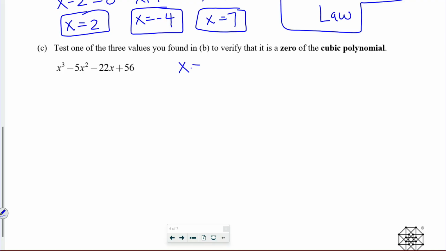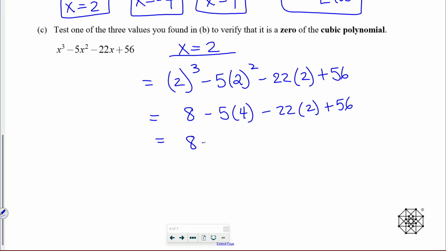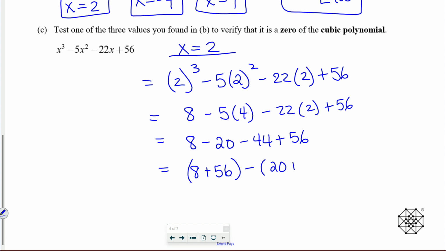So if I test x equals 2, I'll get 2 to the third minus 5 times 2 to the second minus 22 times 2 plus 56. So I'm just testing this polynomial when x is equal to 2. 2 to the third is 2 times 2 times 2, which is 8. 5 times 4. I'll just leave this product as it is right now. We'll get to it, I promise. Okay, so we then have 8 minus 20 minus 44 plus 56. Now I can do a little rearranging. I can say that's 8 plus 56 minus 20 plus 44.